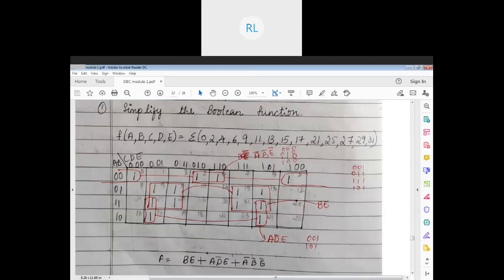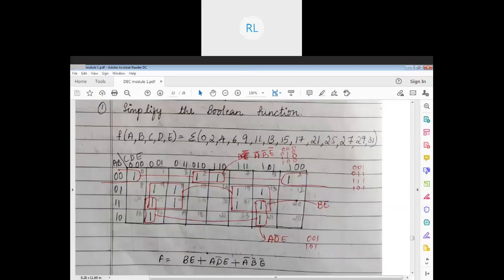So here, as you can see, I have taken 8 ones. 4 ones are here, 4 ones are here. So if I fold my map according to this line here, with reference to this line, I will get a group of 8 ones, 4 from here and 4 from here. Ultimately this is going to fetch me the equation BE.